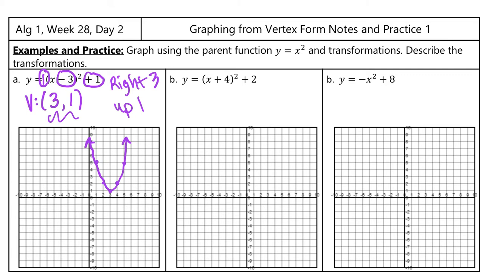Okay. Let's see. This one says (x + 4) squared + 2. So our vertex is the opposite of the inside as our x value, and the normal of the outside, which is our y value. So my vertex is at (-4, 2), and I don't have anything in front today.